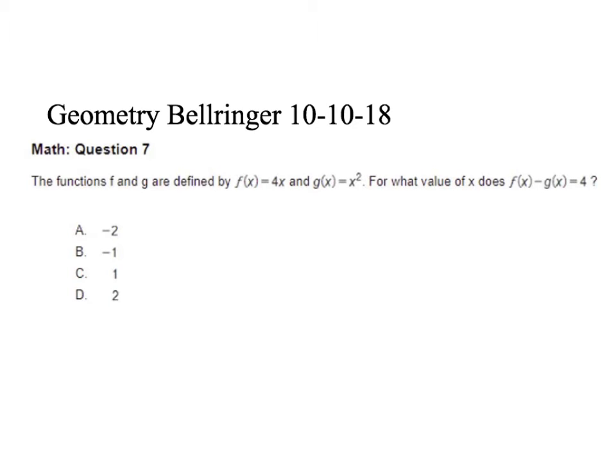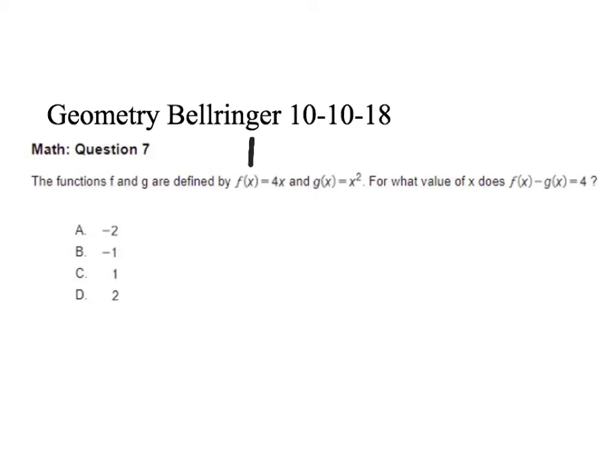Alright, this one says functions f and g are defined by f of x equals 4x and g of x equals x squared. For what value of x does f of x minus g of x equal 4? Okay, this is called function notation. This is something you should have learned in freshman year.